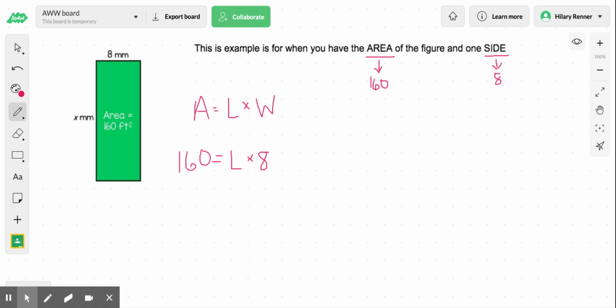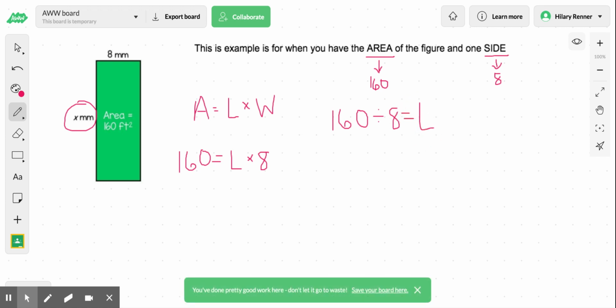In order to do that, we think back to our multiplication and division strategies, and we know that the opposite of multiplication is division, which means we need to divide 160 by 8 to get the L, which is the length that we're missing over here. Okay, so let's set up our problem. 160 divided by 8 equals our missing length. We don't know what it is yet.